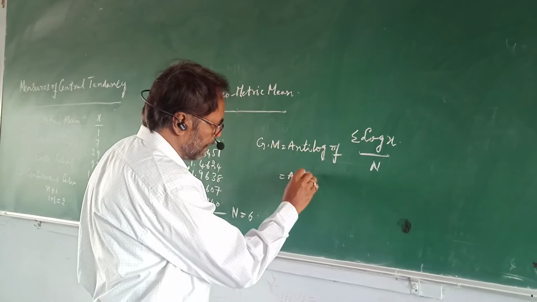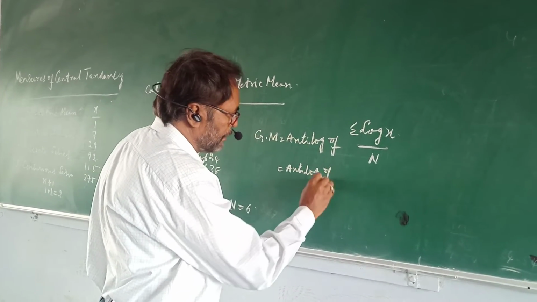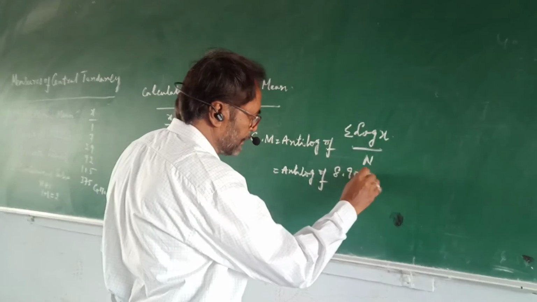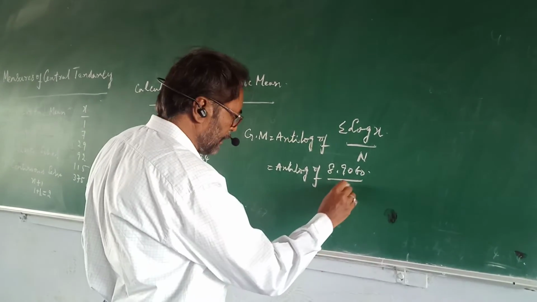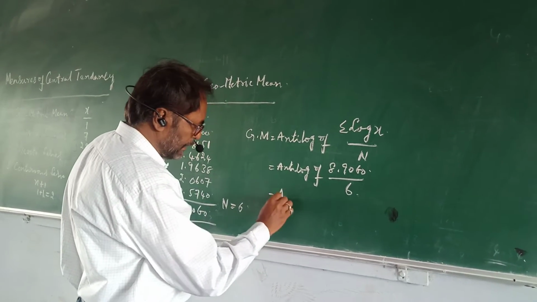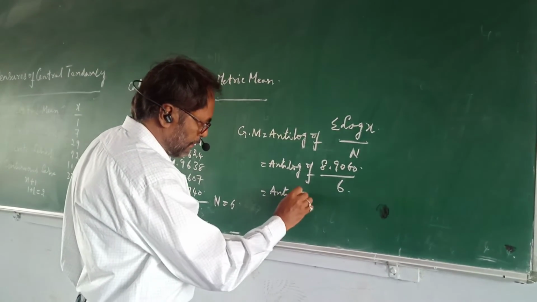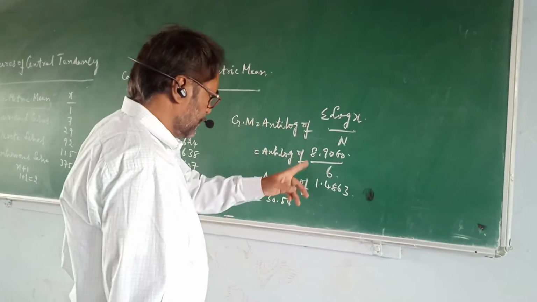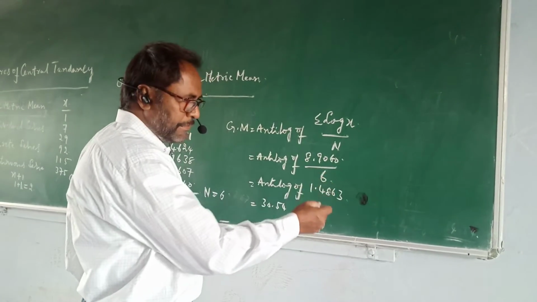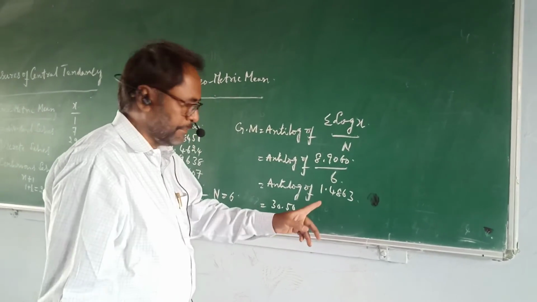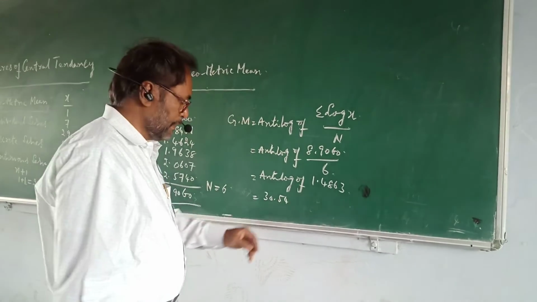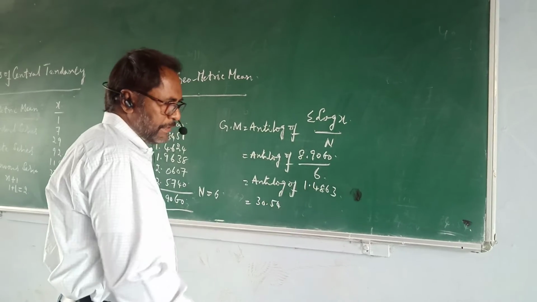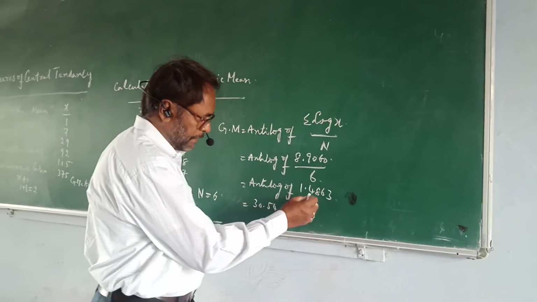Antilog of sigma log x is 8.9060. That will be divided by n, which is 6. Then antilog of... if you divide 8.9060 by 6, you will get 1.4863. So antilog of 1.4863. Then how are we going to find the antilogarithm for this one?